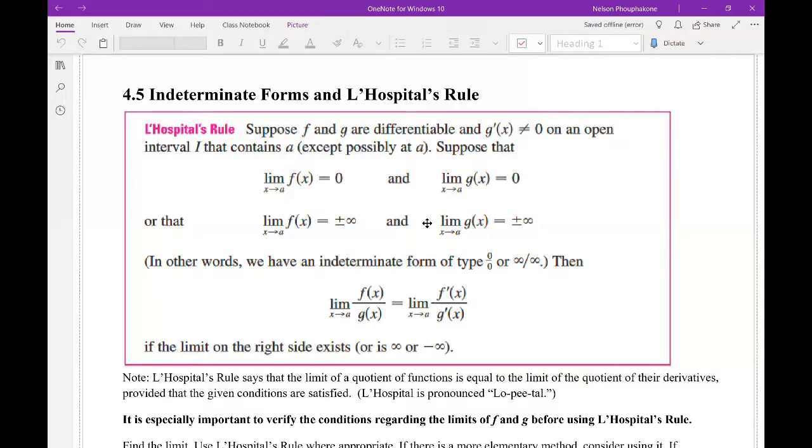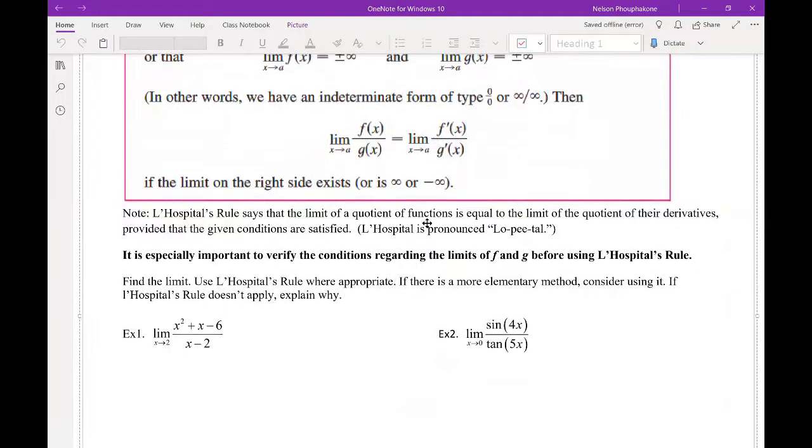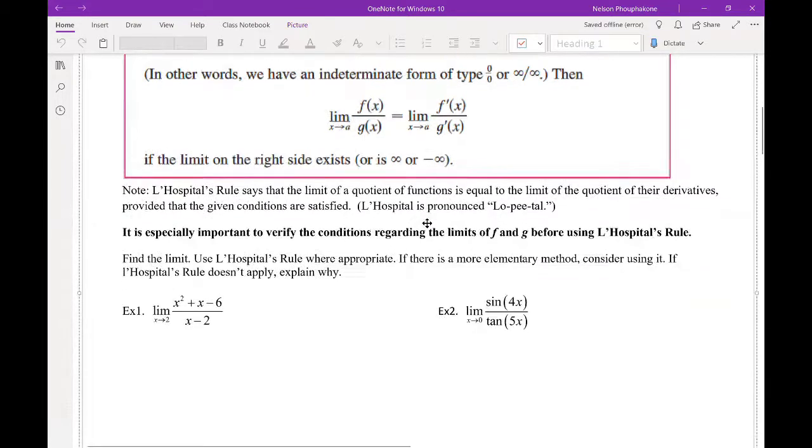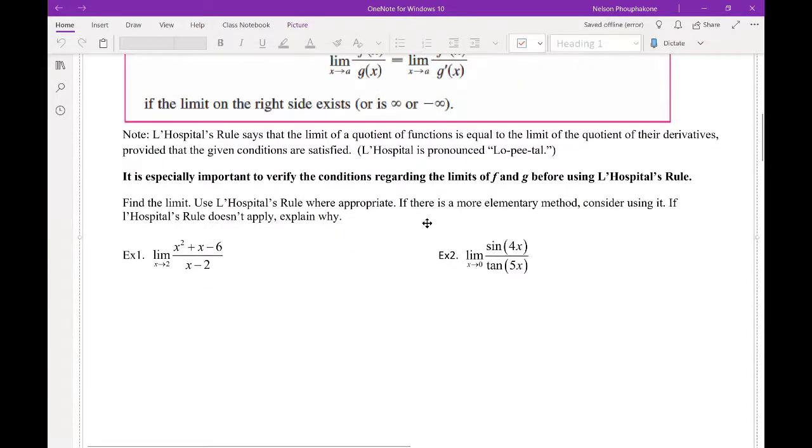Now note the L'Hopital rule says that the limit of a quotient of functions is equal to the limit of the quotient of their derivatives, provided that the given conditions are satisfied. I'm not going to prove it. You could look at the textbook, where there is a simple proof.